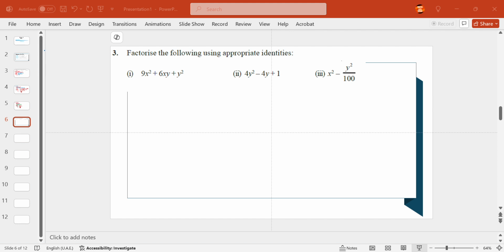What is a? a square is equal to 4y square, which can be written as (2y) whole square. So that implies what is a? a is equal to 2y. Underline it. And now b square is equal to 1. So can we write it as 1 square? So that implies b is equal to 1. So we have written it. We got a is equal to 2y and b is equal to 1.